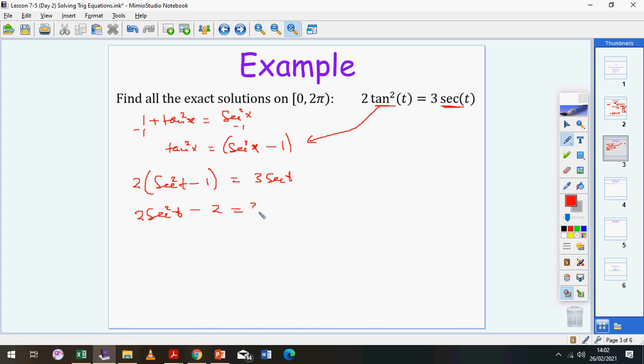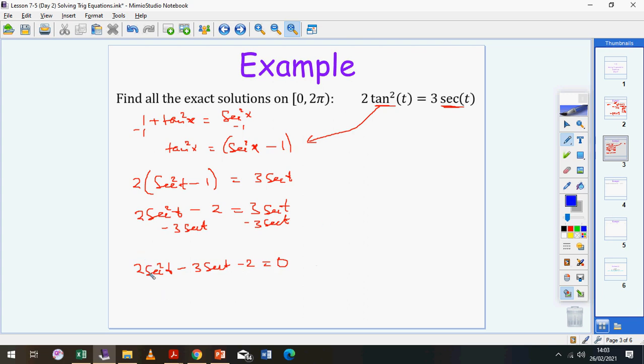I'm going to move that expression to the side, so I can form a quadratic equation. So I'll subtract 3 secant t on both sides. And if I rewrite it, I have 2 secant squared t minus 3 secant t minus 2 is equal to 0.